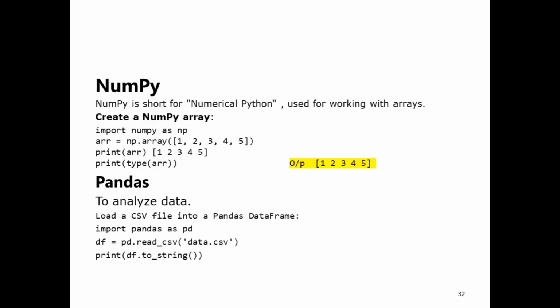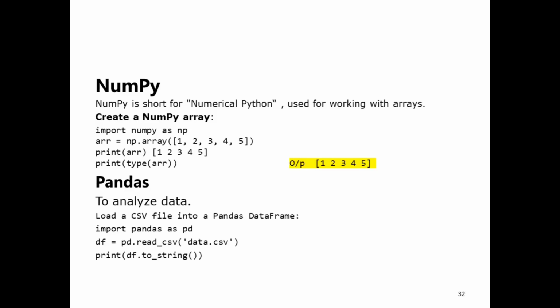Then NumPy. NumPy is the short name for numeric Python, used for working with arrays. So how to create a NumPy array? Already we discussed that to work with numeric data, you can use the package called NumPy. So import numpy as np. And how to create the array?